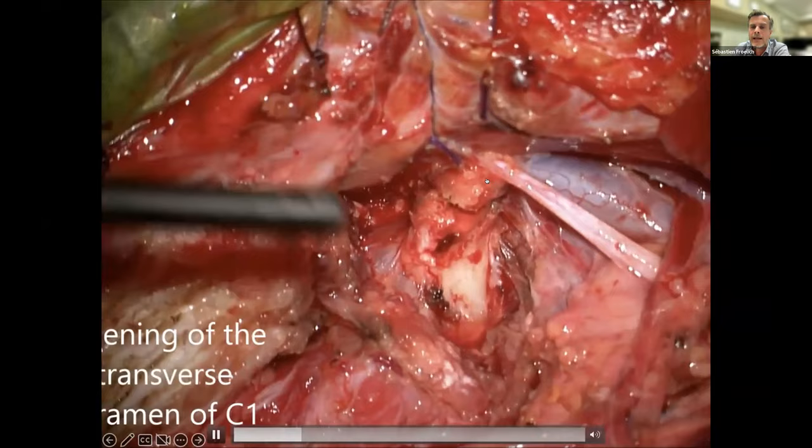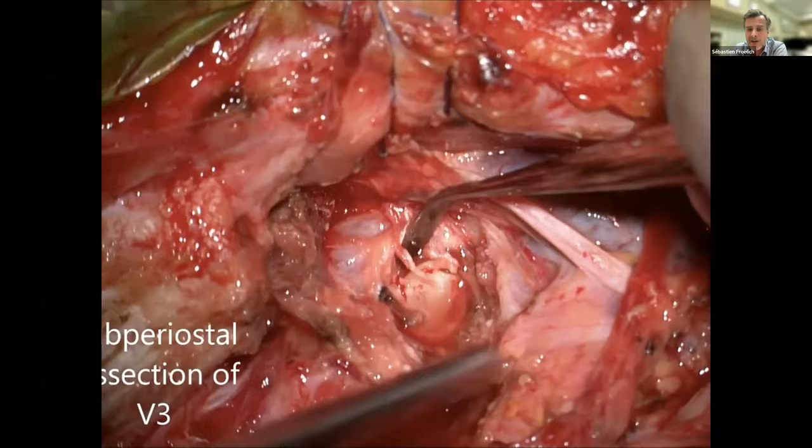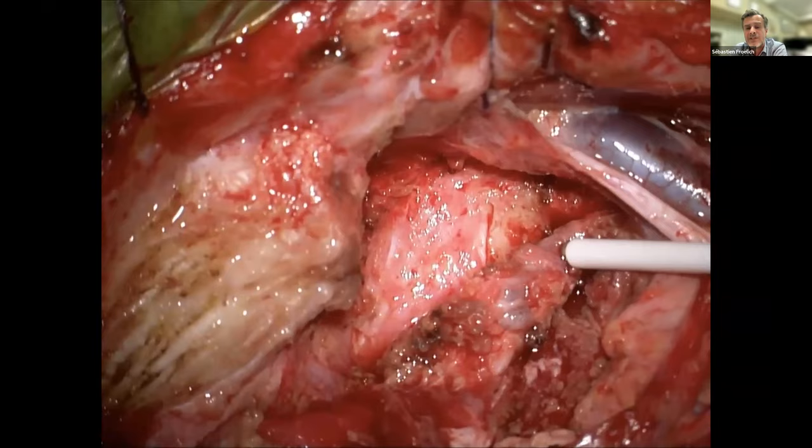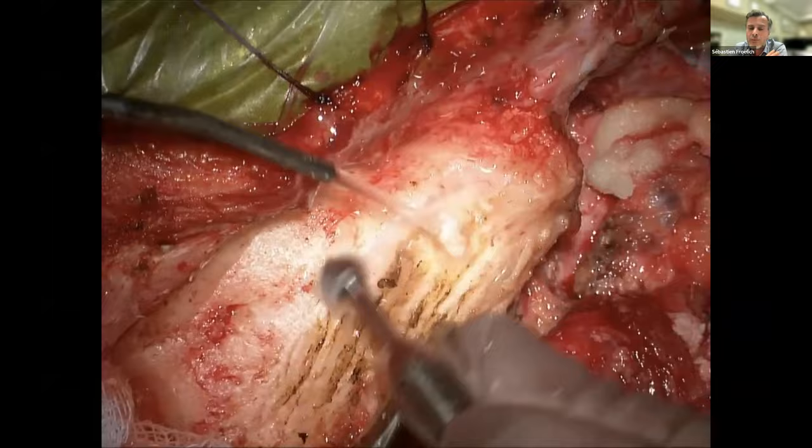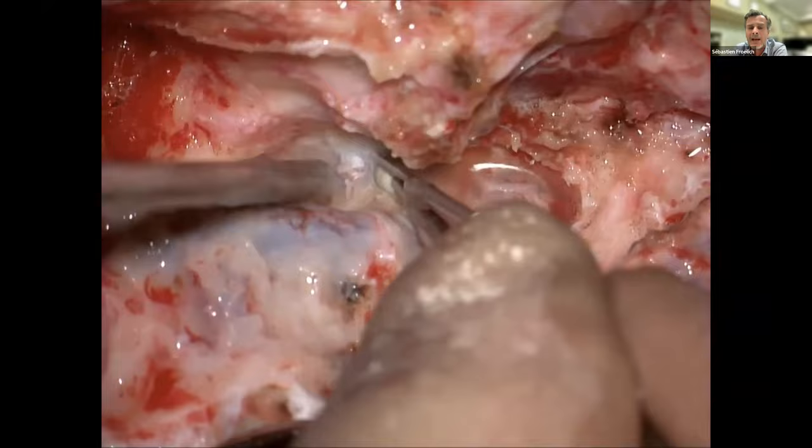opening the transverse foramen of C1, transposition of the vertebral artery, which give access to lateral mass of C1 on condyle. I verify that there is still some flow. You have to be careful with the manipulation of the vertebral artery to avoid dissection. Here is a drilling of the mastoid, jugular foramen is open.